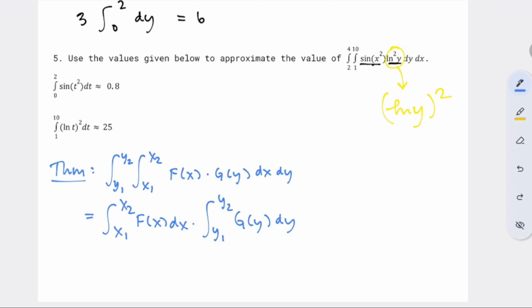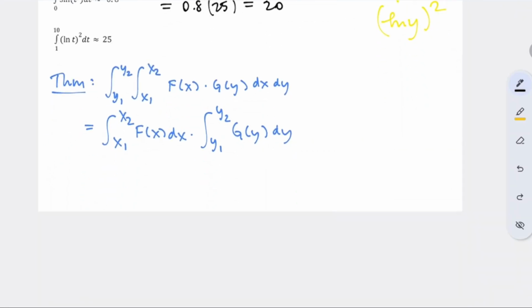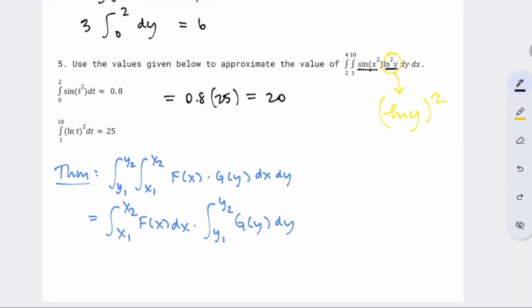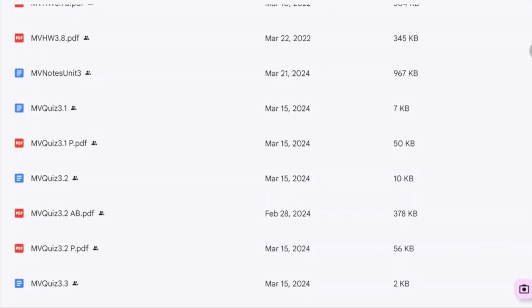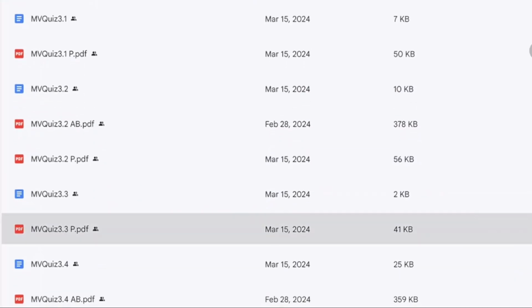So this approximation that they want me to get is going to be 0.8 times 25. Let's see, 25 times 8 is 200, divided by 10, that would be 20. Okay, that's my approximation. Okay, and that's the end of quiz 3.2. So I'm going to discard those changes, go back out, and get on to quiz 3.3.